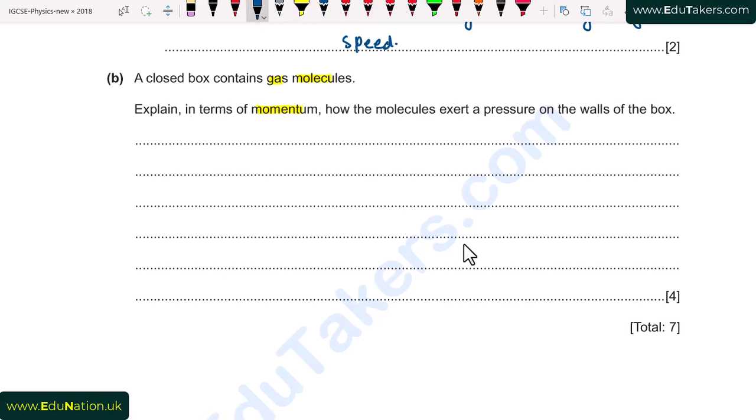So first of all, I consider it's a box and it contains gas molecules. The gas molecules are very distant apart from each other, and these molecules collide with each other and also with the walls of this box. When they collide with the walls of this box, they will bounce back. It means that they change their direction. So there will be the change in momentum.